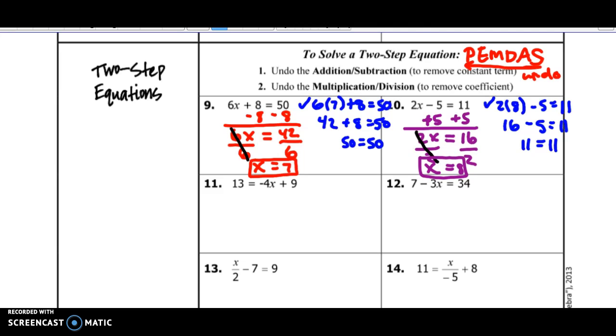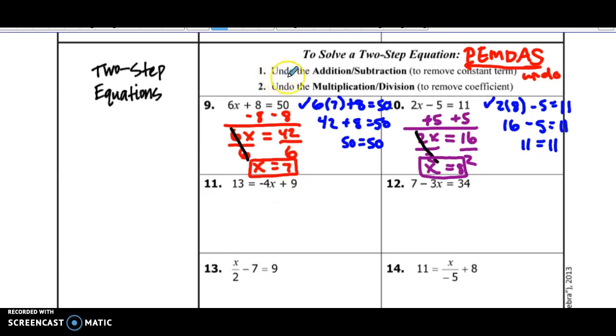All right, on number 11. Same process, but a little different setup. This time, the left side of my equation only has a constant. It's the right side of my equation that has 2 terms. So I'm still going to use the same process. It doesn't change anything. I'm still looking to get my variable all alone.